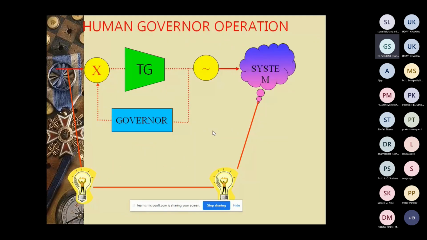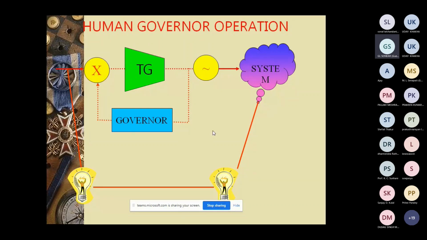That is a system. System means you can take it as my grid. Then your generator is there, your turbine is there, then the governor is there. We are getting feedback from the system, what frequency and what voltage we have. The governor is controlling the frequency and megawatt as per the frequency or megawatt generation.